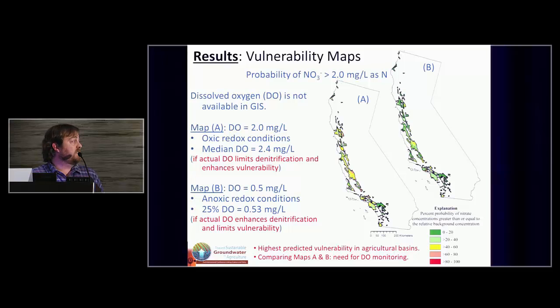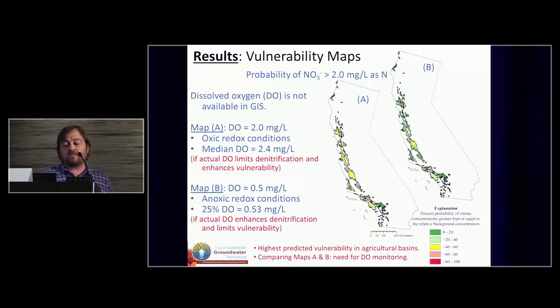The one on the left shows where DO is 2 milligrams per liter for the entire system here. So this would be indicative of oxic redox conditions. Our median DO is right around 2.4, so 2 is right around our median of the data. So this map on the left, A, would indicate if the actual dissolved oxygen in the groundwater limits denitrification and enhances vulnerability of the system.